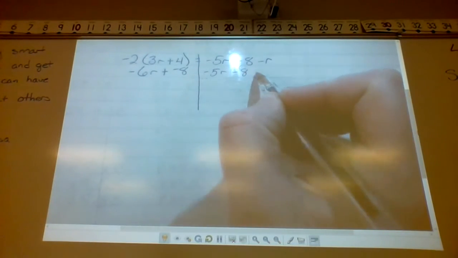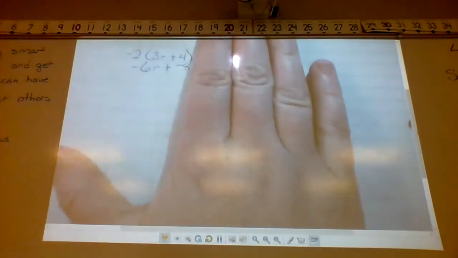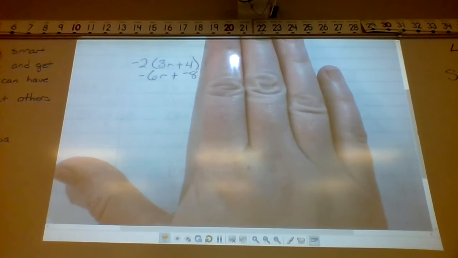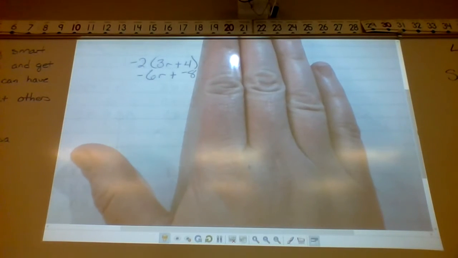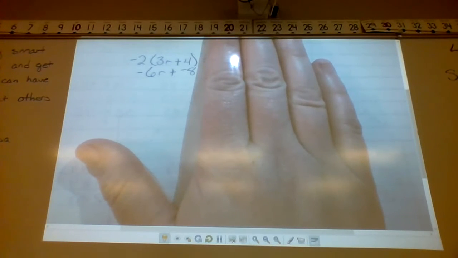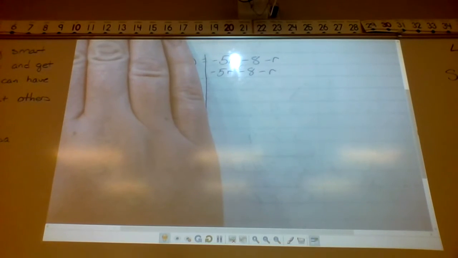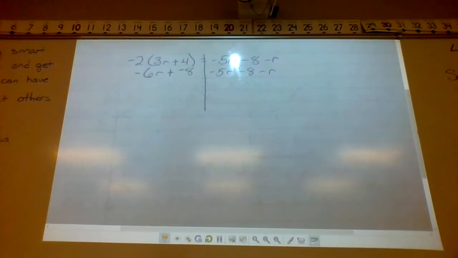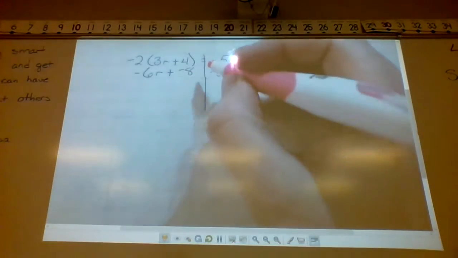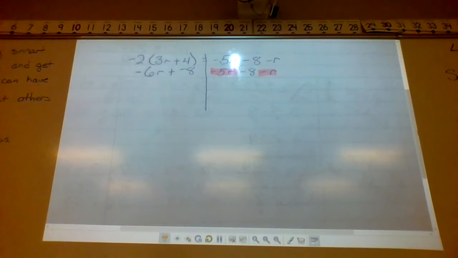-5r minus 8 minus r. Okay, look on the left-hand side. Can you combine those? No, do not combine those. Now look at the right-hand side. Can you combine any of those? What can you combine? Do those have the same variable? Combine them. What is -5r plus a -r?